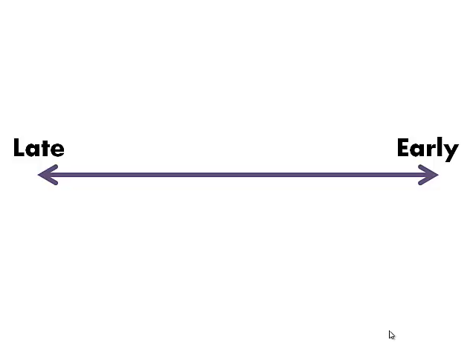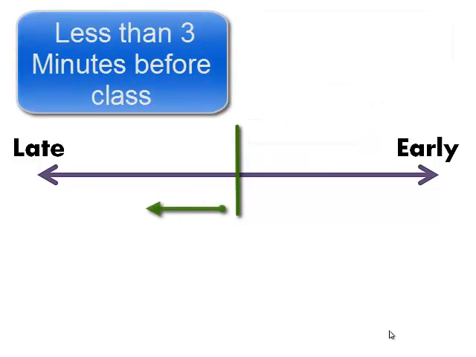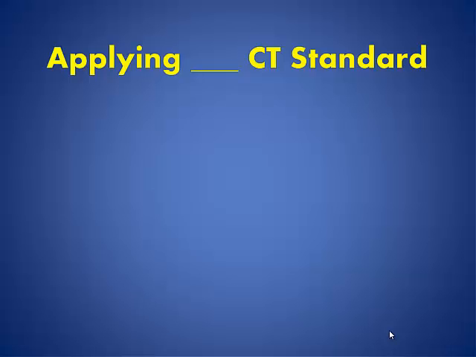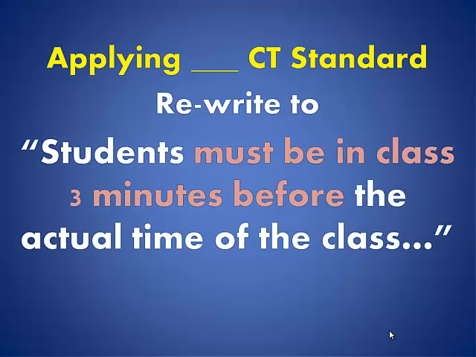Borderline case refers to a place or a point whereby you separate between what is considered to be early, which is this, and what is considered to be late, which is this. Applying that critical thinking standard will actually remedy this, so you will rewrite it as student must be in class 3 minutes before the actual time of the class. At least now you have actually specified the meaning of early, which means to say 3 minutes.